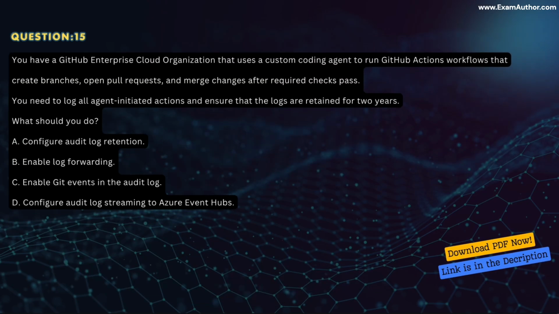Question 15. You have a GitHub Enterprise Cloud organization that uses a custom coding agent to run GitHub Actions workflows that create branches, open pull requests, and merge changes after required checks pass. You need to log all agent-initiated actions and ensure that the logs are retained for 2 years. What should you do?